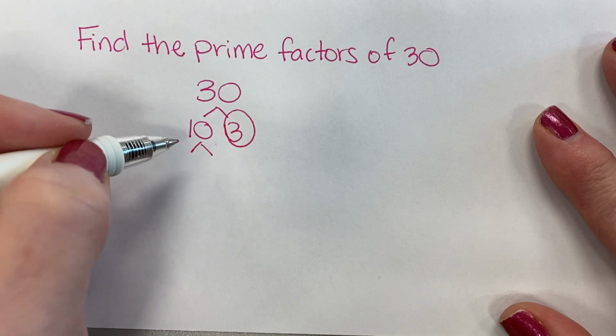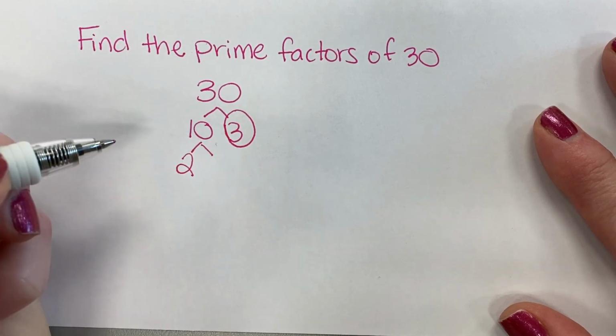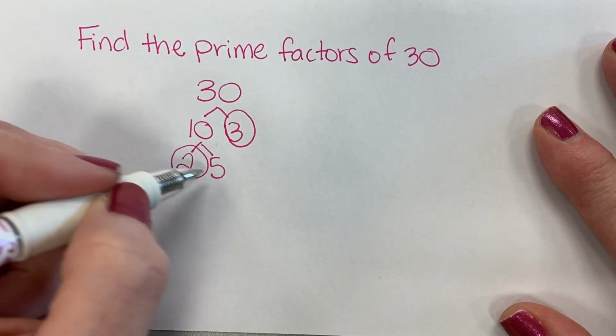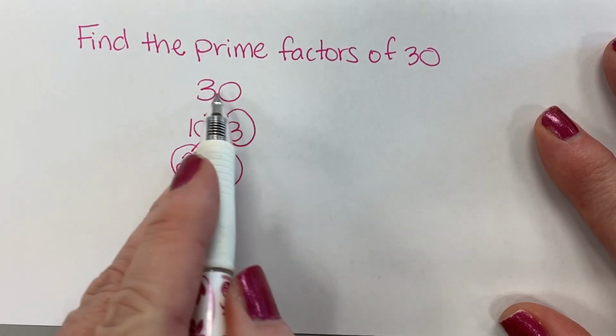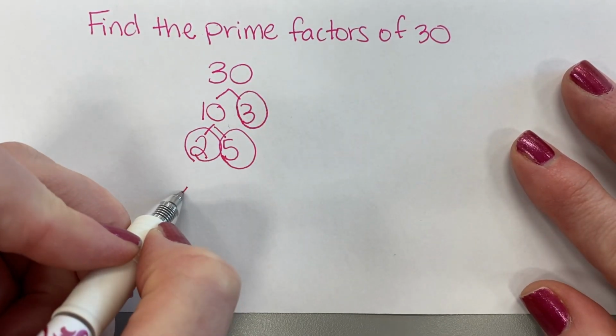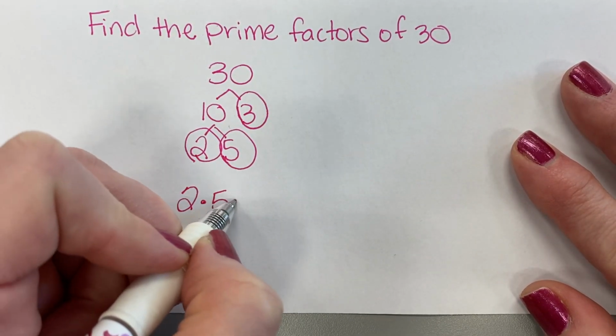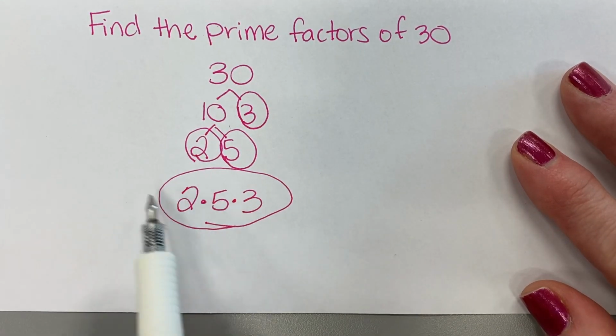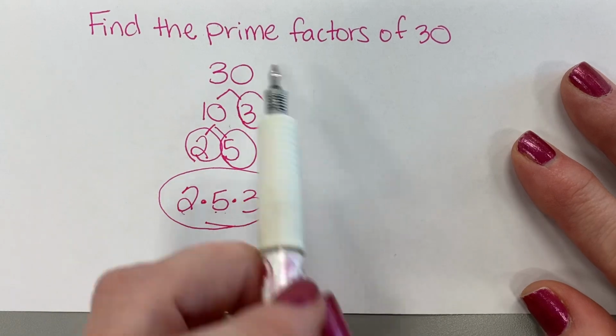What can 10 be divided by? 2. 2 times 5. And 2 and 5 are both prime. So 30, written as a product of prime factors, would be 2 times 5 times 3. Those are the prime factors of 30. 2 times 5 is 10. 10 times 3 takes you back to 30.